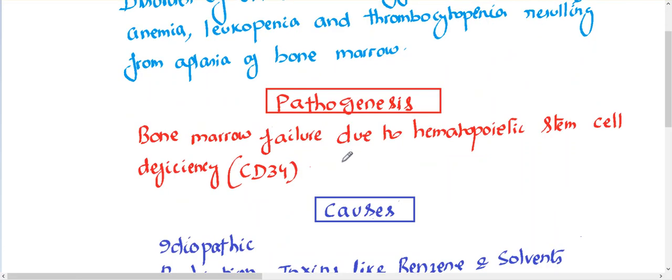Now in the pathogenesis, there is bone marrow failure due to hematopoietic stem cell deficiency. What exactly is a hematopoietic stem cell? These cells in the bone marrow divide to form myeloid stem cells and lymphoid stem cells. The myeloid stem cells give rise to platelets, RBC, WBC like neutrophils, eosinophils, basophils and monocytes, and the lymphoid stem cells give rise to lymphocytes.